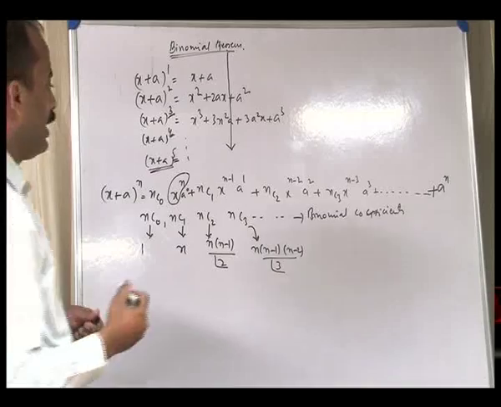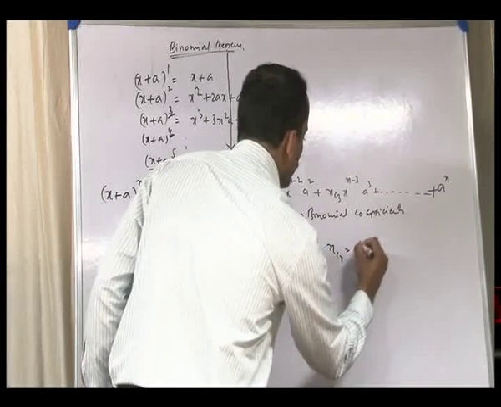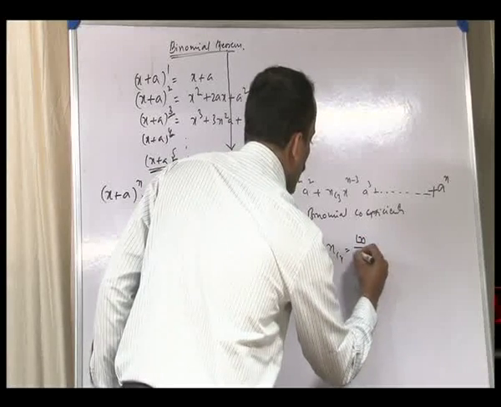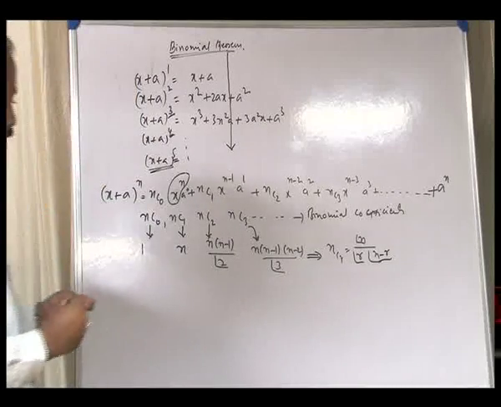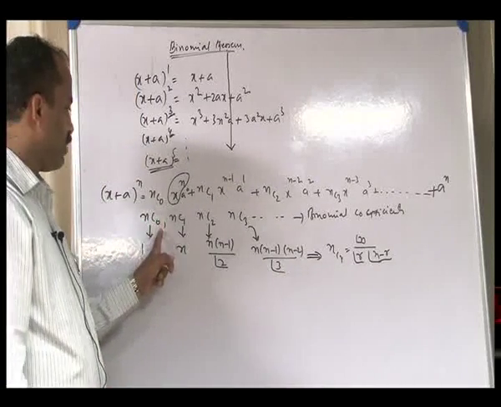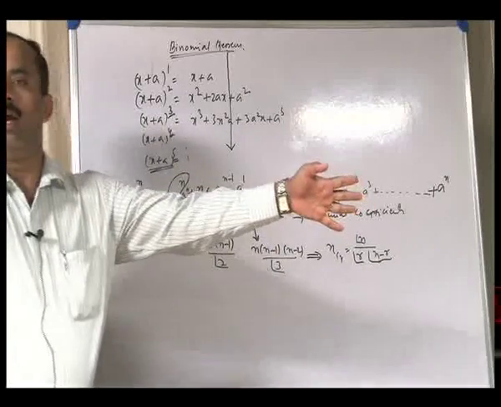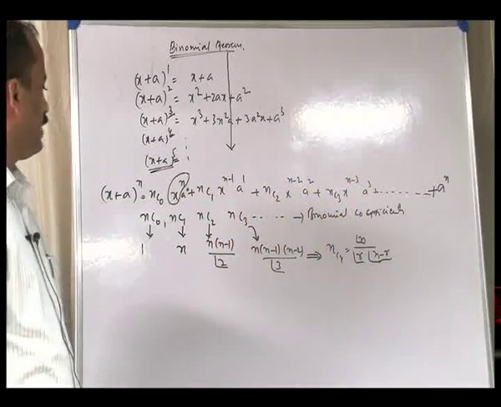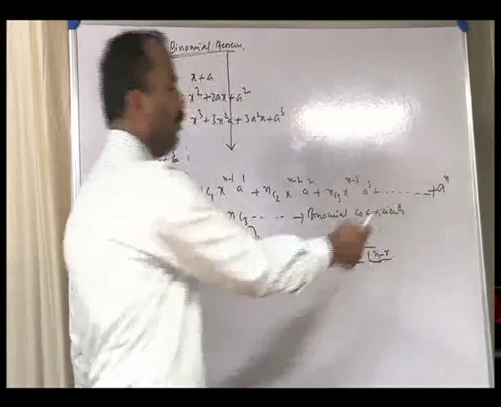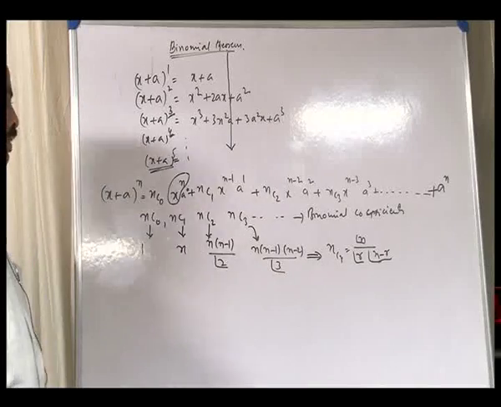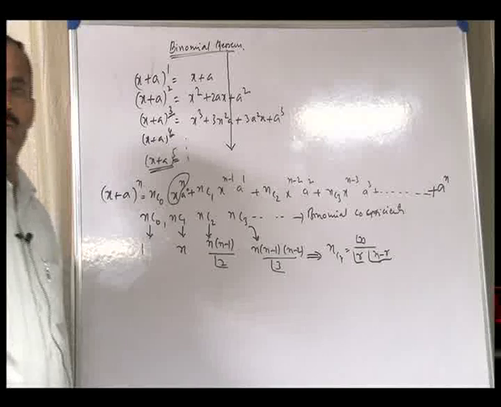Therefore, finally it ends with nCr, which is equal to n factorial divided by r factorial into n minus r factorial. This is nC0, nC1, nC2, nC3, nC4. Finally, it ends with nCr, that is equal to n factorial divided by r factorial into n minus r factorial, where these are all called binomial coefficients.